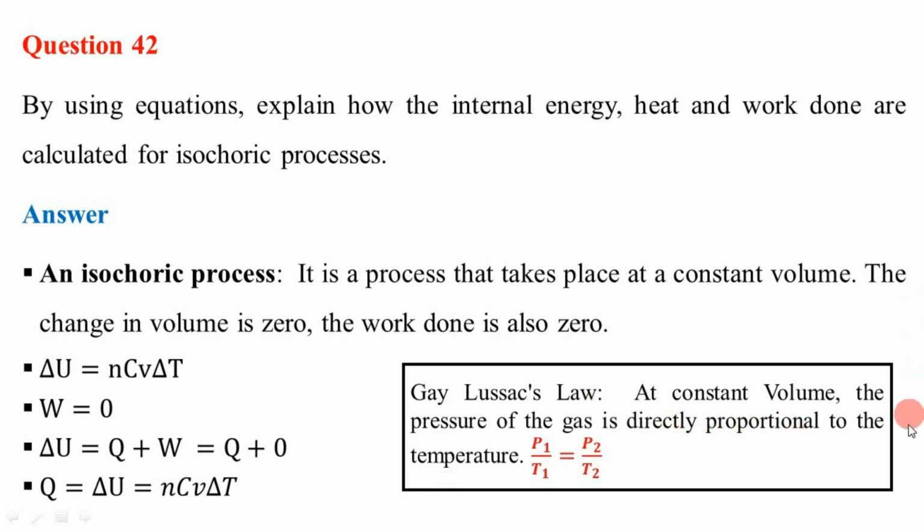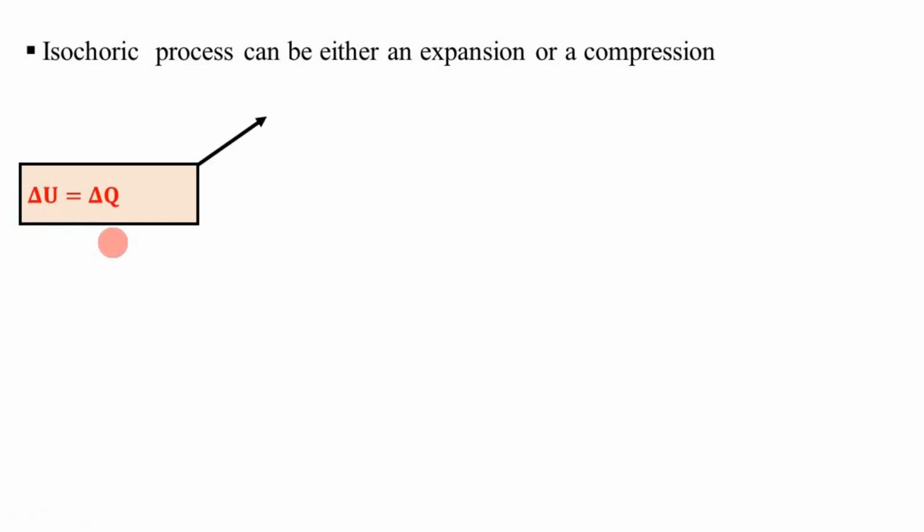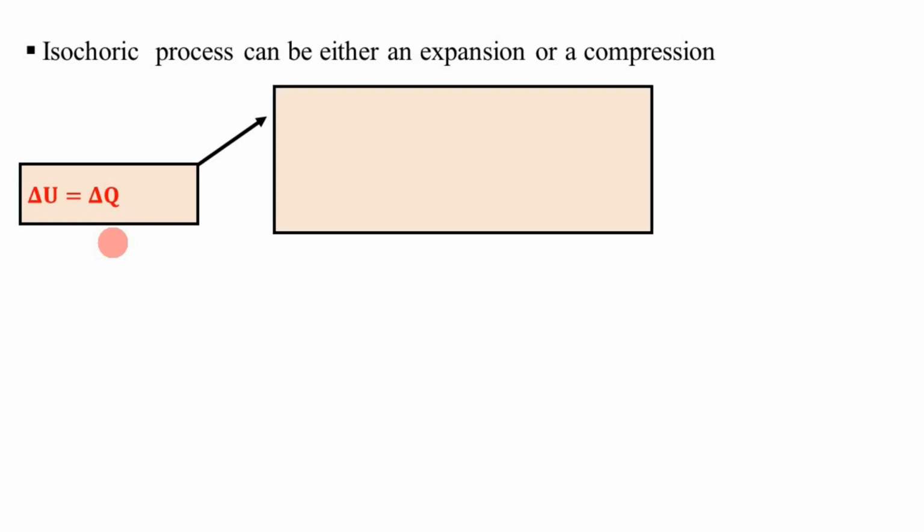So far we have the internal energy, which is equal to nCv dT. We have also the heat, which is also equal to the internal energy, equal to nCv dT, and we have the work done, which is equal to 0 for an isochoric process. An isochoric process can be either an expansion or a compression. We have seen that in the isochoric process the work done is equal to 0. That means the change in internal energy is equal to the heat, and this isochoric process can be an expansion or a compression.